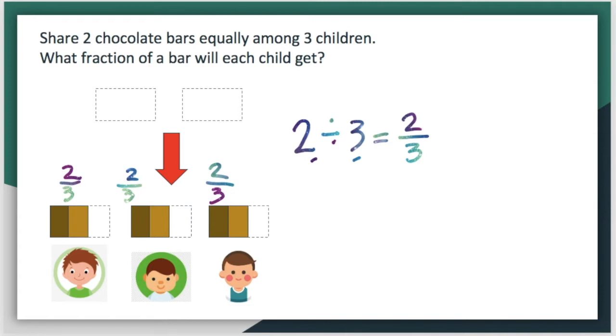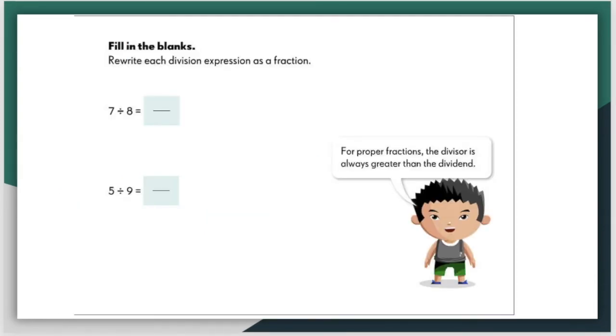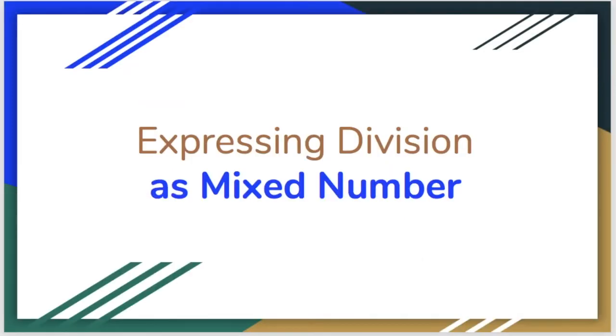Now let's practice some more how to write division expressions and the corresponding fractions. If we have 7 divided by 8, in fraction form it is written as 7/8 or 7 over 8. If we have 5 divided by 9, in fraction it is written as 5/9 or 5 over 9. Take note that we have proper fractions here, meaning the divisor or the denominator is always greater than the dividend or the numerator. This time we are ready to learn how to express division as mixed numbers.